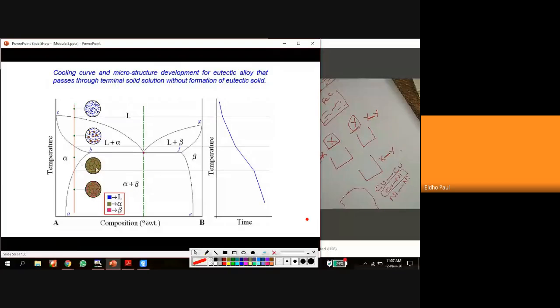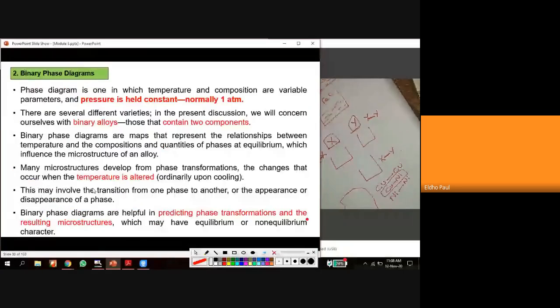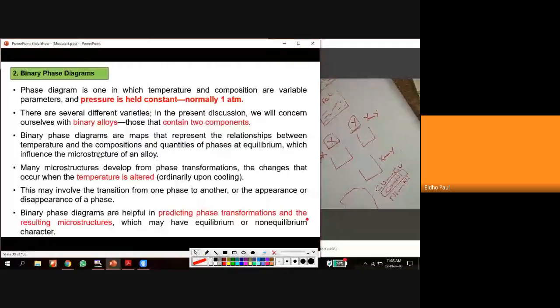So here this is a single solid solution, but here it is a multi-phase solid solution. Here the strength of the XY bond is intermediate between the XX bond and the YY bond. But here, when this XY bond is formed, it is weaker than the XX and the YY bond. That is the reason for the formation of the second phase, or multi-phase solid solution. So that is the second case of formation of an alloy. And in the third case, an intermetallic compound is formed. Similar to this, in the iron-carbon equilibrium diagram, we can see an intermetallic compound.